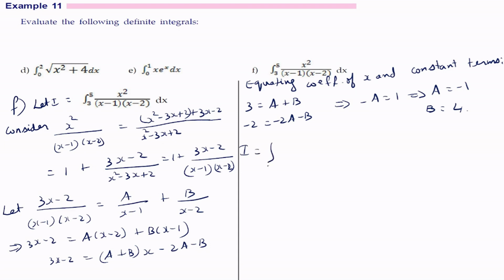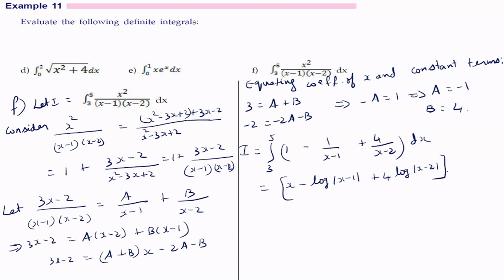I is equal to integral 3 to 5 of 1 minus 1 by x minus 1. Here A is minus 1. So it is minus 1 by x minus 1 plus B is 4, plus 4 by x minus 2 dx. Now integral dx is x. Integral dx by x minus 1 is log mod x minus 1, plus integral dx by x minus 2 is log mod x minus 2, with the limits 3 to 5.